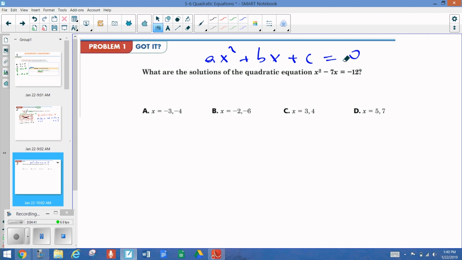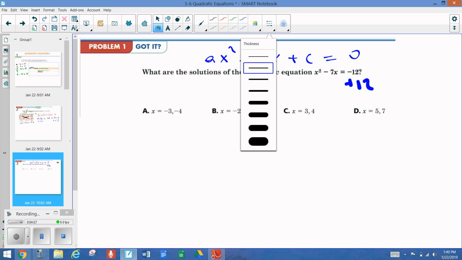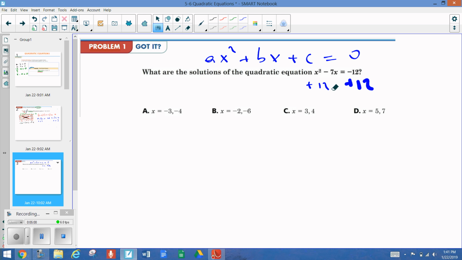As you see, the standard form is equal to 0, but this is not equal to 0. I need to make that equal 0. So what should I do? Plus 12. Good job. I'm going to add 12 to both sides. Let's see what I'm going to get: x squared minus 7x, negative 12 and positive 12 cancel out. Is that in the standard form now? For sure it is. Then let's solve that one.